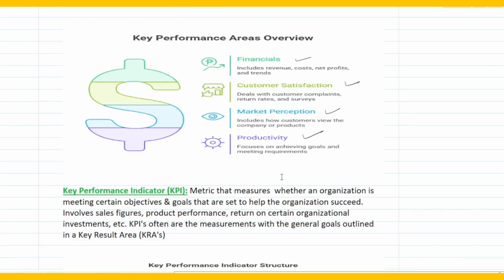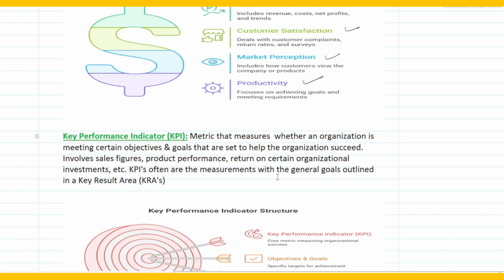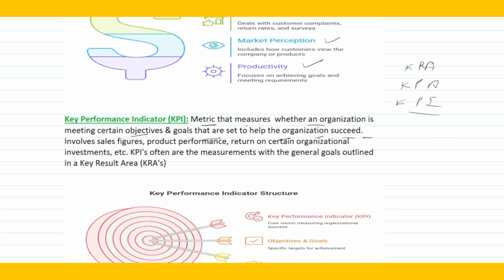Now we come to the last part of the task control, that is key performance indicator, right? That is KPI. So KPIs. The metric that measures whether an organization is meeting certain objectives and goals that are set to help the organization succeed. So that's what is KPI. It basically involves something called as sales figures, product performance, return on certain organizational investment, etc. KPIs often are the measurements with the general goals outlined in key result areas. So basically, how do you measure KPI? KPI basically are the measurements with respect to what? With respect to the KRAs, right?